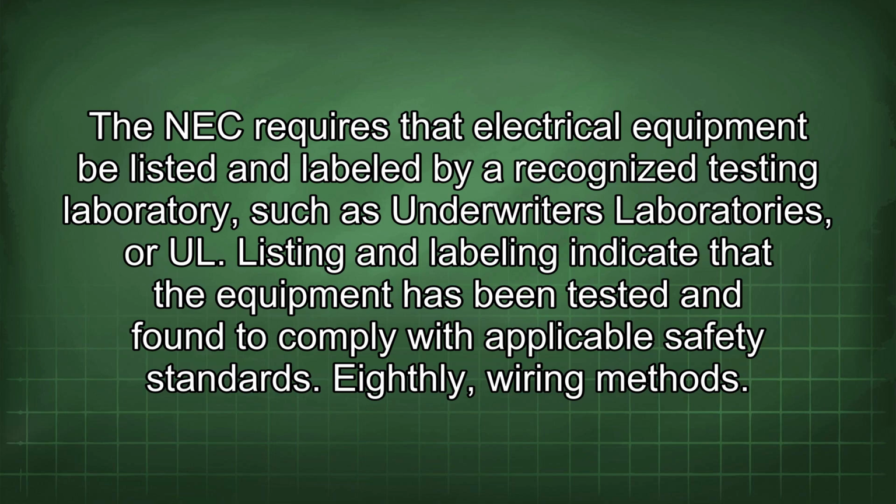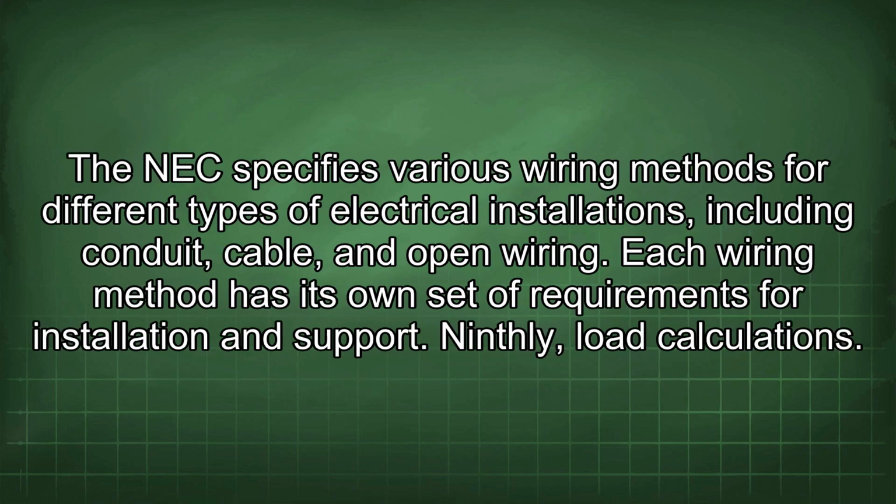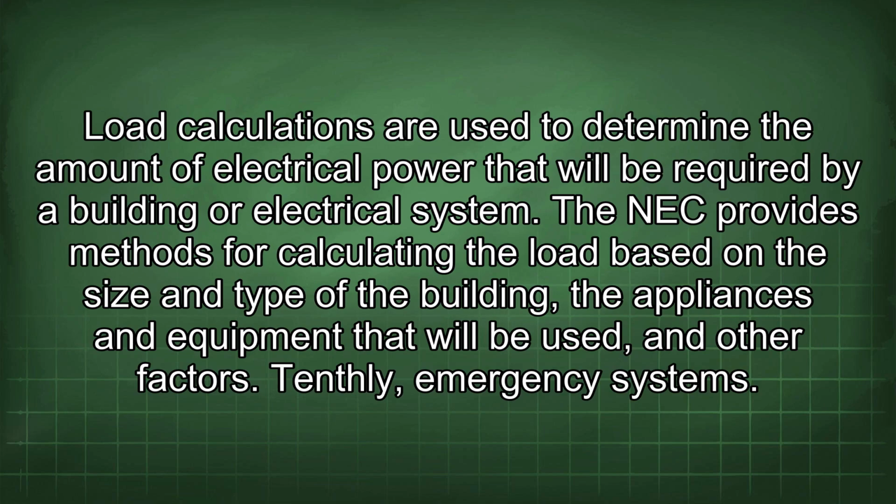Eighthly, wiring methods. The NEC specifies various wiring methods for different types of electrical installations, including conduit, cable, and open wiring. Each wiring method has its own set of requirements for installation and support. Ninthly, load calculations. Load calculations are used to determine the amount of electrical power that will be required by a building or electrical system. The NEC provides methods for calculating the load based on the size and type of the building, the appliances and equipment that will be used, and other factors.